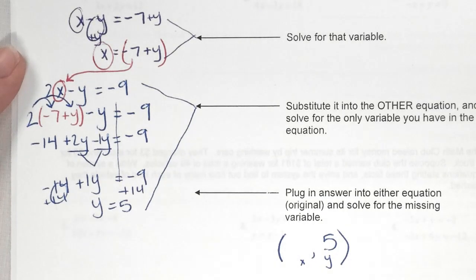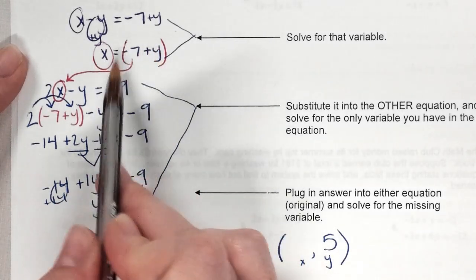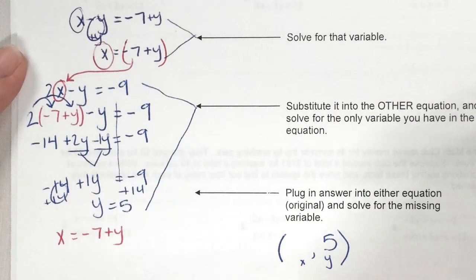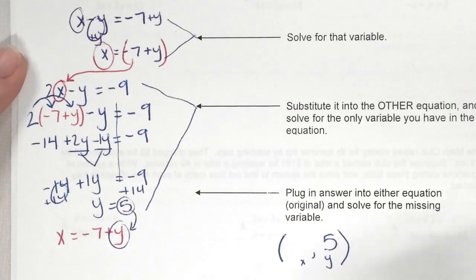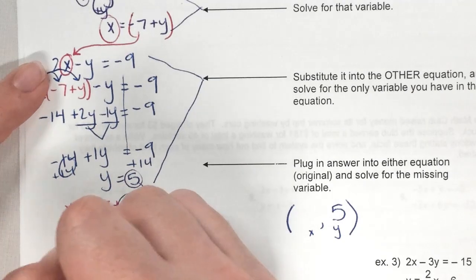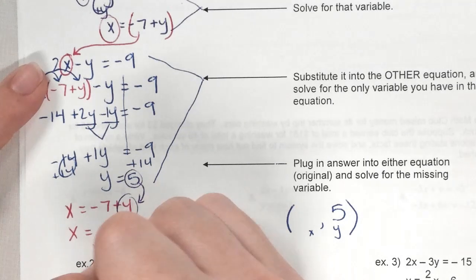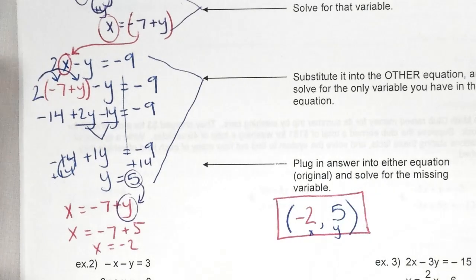So to find x, I'm going to go back to the substitute equation, which is this one. X equals negative 7 plus y. I know it says original, but we're just going to use the original substitute. And we know that y equals 5, so I can replace y with 5. So x equals negative 7 plus 5. What's negative 7 plus 5? There is my answer. And if I asked you what kind of system, you would tell me independent and consistent.